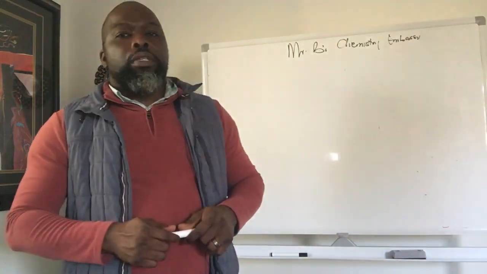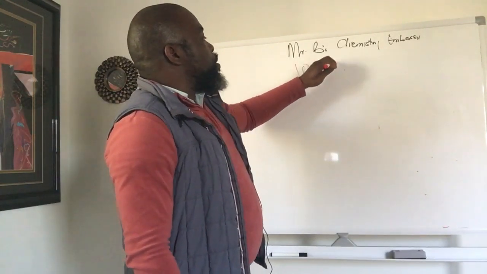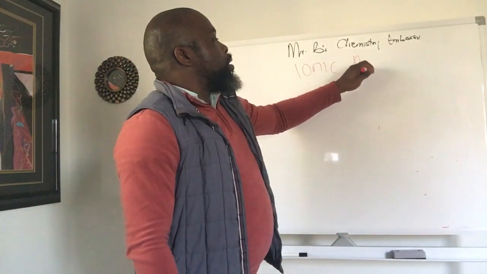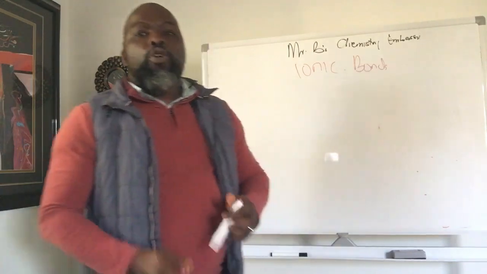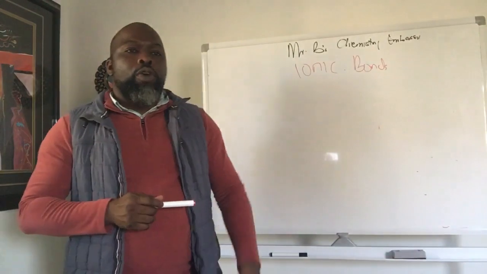So today we're going to be discussing bonds that occur between elements on the periodic table. We're going to be delving quickly into ionic bonds and also covalent bonds. It's a very easy concept, so follow along with me, guys.